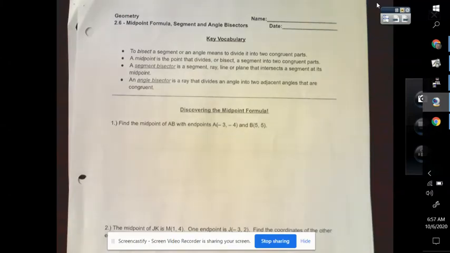Today, we're going to take a look at 2.6 midpoint formula, segment and angle bisectors. So there's a lot going on here today. These are some really good notes that are going to help you in the long run. So let's get to it.